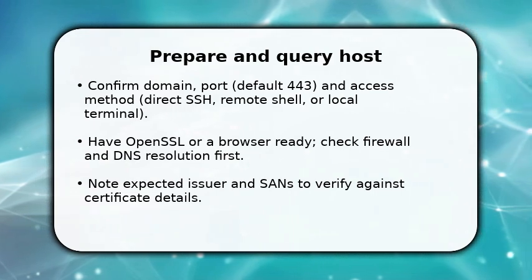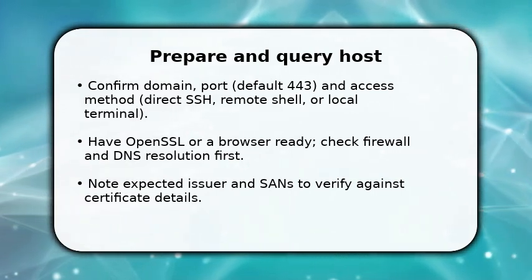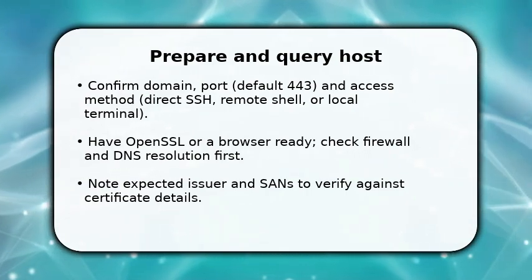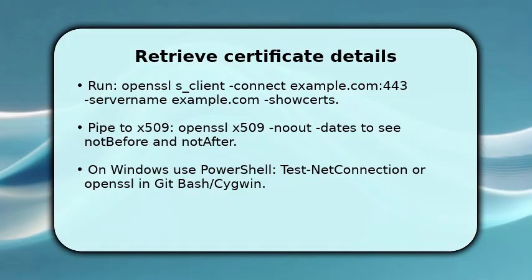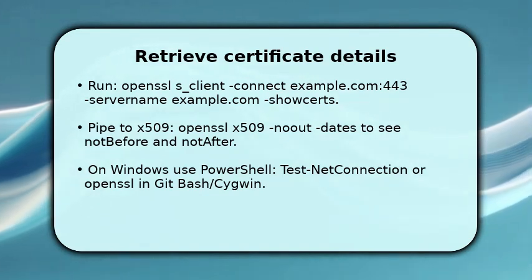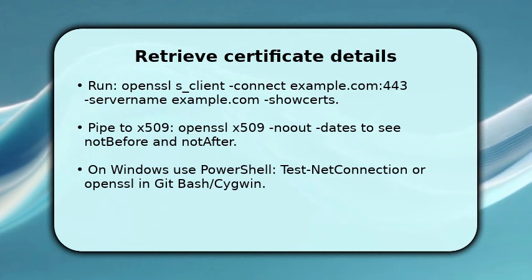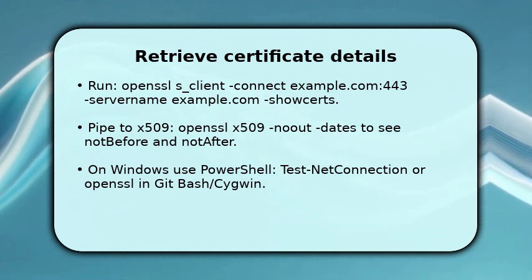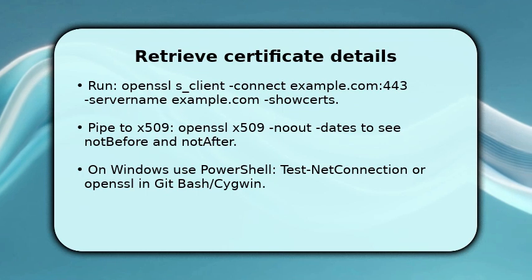Open your terminal now and keep the certificate issuer and subject alternative names in mind so you can confirm you pulled the right certificate. Now fetch the certificate. Run OpenSSL s_client with server name to handle SNI and show certs to capture the full chain. Then pipe the cert into OpenSSL x509 with noout and dates to read notBefore and notAfter.